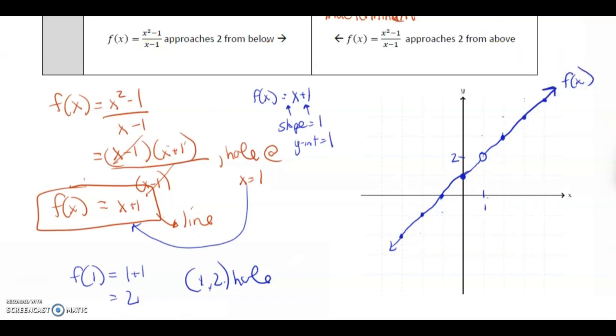What ends up happening is, let's go back and talk about the limit. So we're coming in from the left-hand side. What number do we approach? We approach 2. Now let's come in from the right-hand side. What number do we approach? We also approach 2.